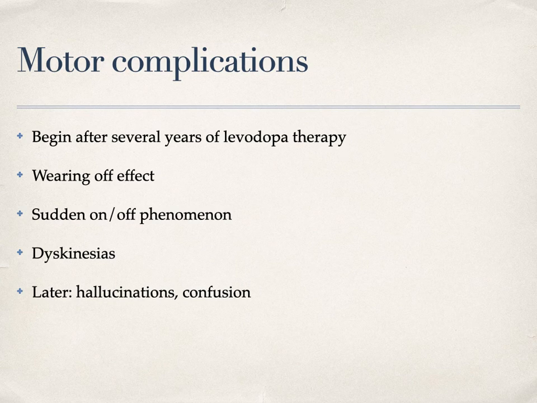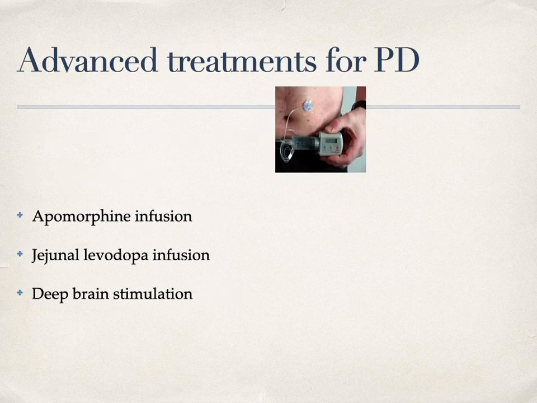So when you get to this stage, you need to think of some other options that don't cause such rapid peaks and troughs of blood dopamine levels. Now, your three main options here are something called an apomorphine infusion, or jejunal levodopa infusions, or deep brain stimulation.